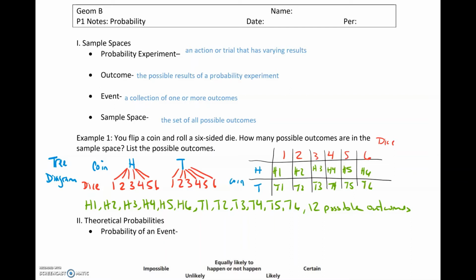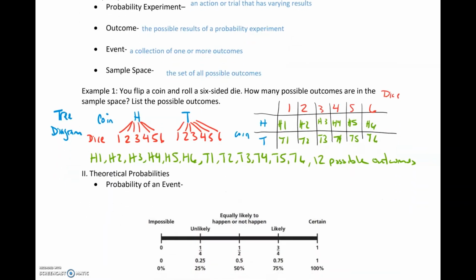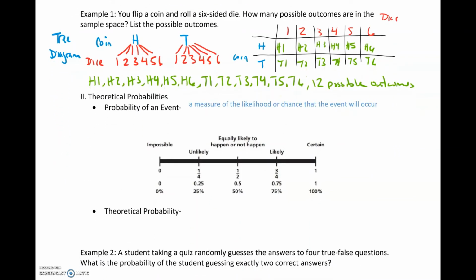Cool. So now that we know how to find a sample space and we know what all the possible outcomes are, now we actually want to talk about probability. Because what is probability? Probability is the likelihood of a certain outcome or outcomes occurring. So again, a measure of the likelihood or chance that the event will occur. So you probably heard the word probability being used. You might see on the weather portion of the news, they say the probability of rain tomorrow is 60% or 0.6. So that's telling you how likely things will occur.